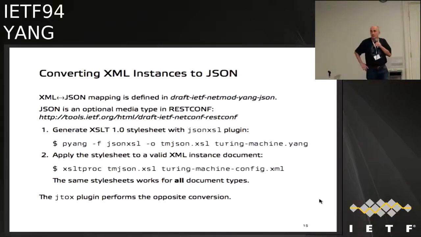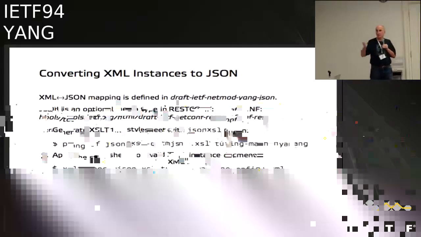So Pyang helps with this, and the way this is implemented is that Pyang's JSON XSL plugin can be used for producing an XSLT style sheet. And as soon as you have this XSLT style sheet, you can use it for converting any XML instance. It means configuration, state data, notifications, RPC contents. You can convert them from XML to JSON. And I think this is quite useful.